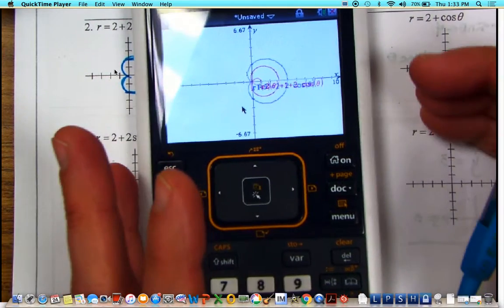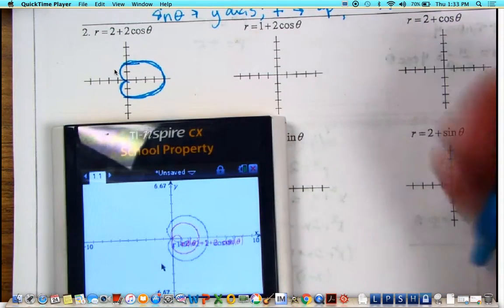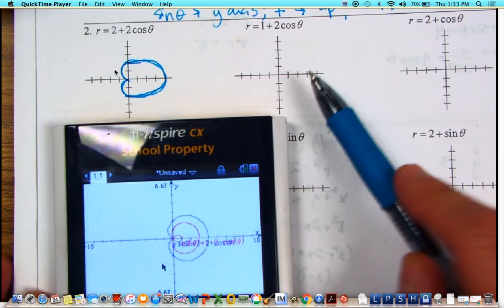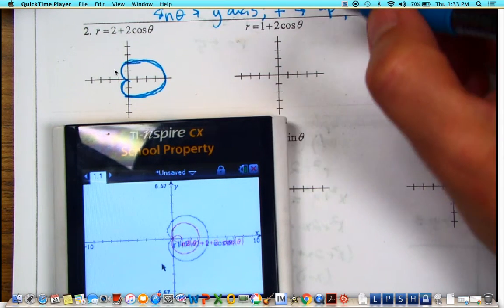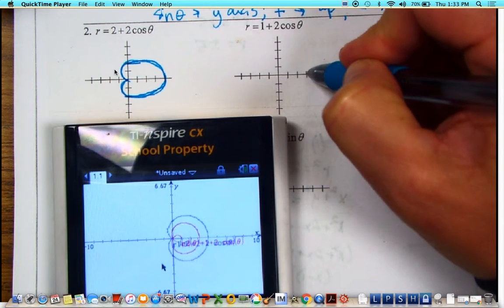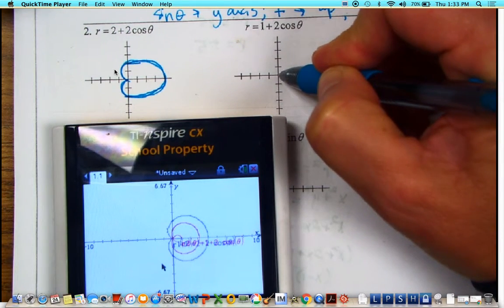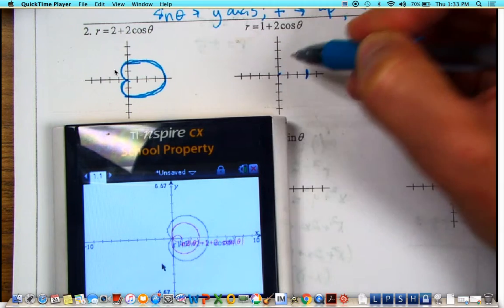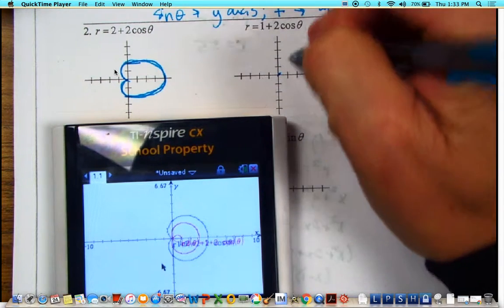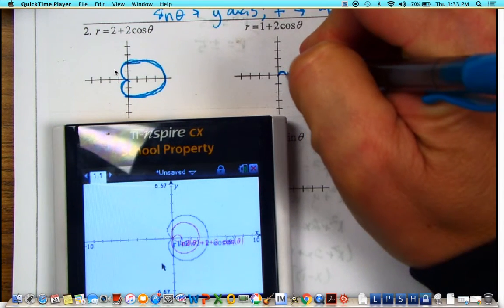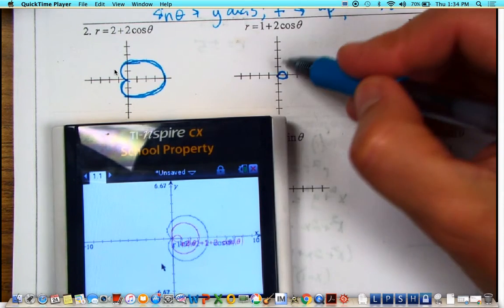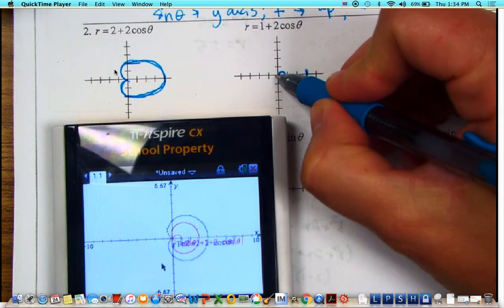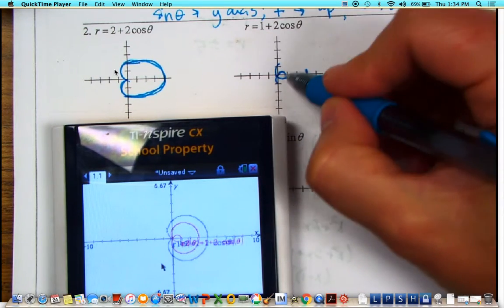All right? From the pole to the furthest point on the x-axis, how many units? 3. Right, so we're here and we're here. And what's the loop size? 1. And then where does it go? How far up on the y? 1, right?